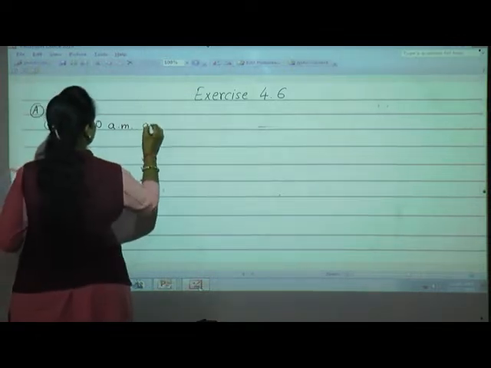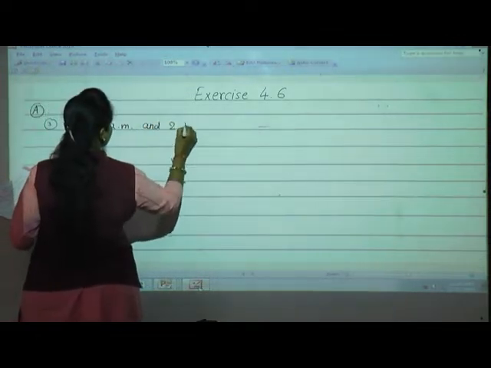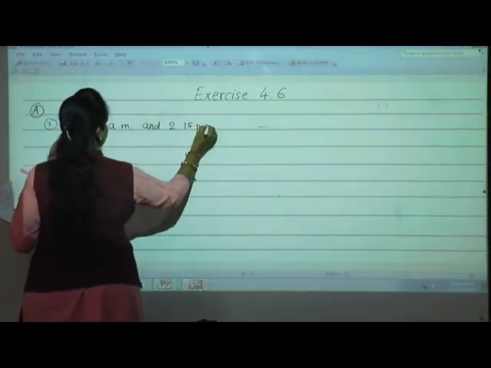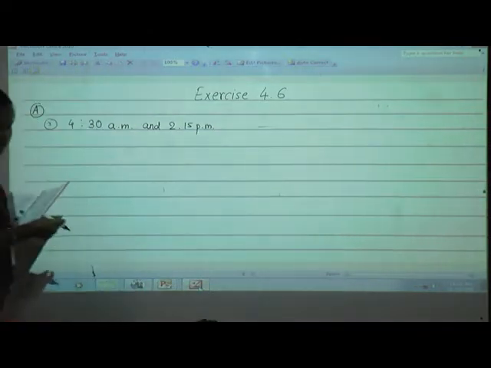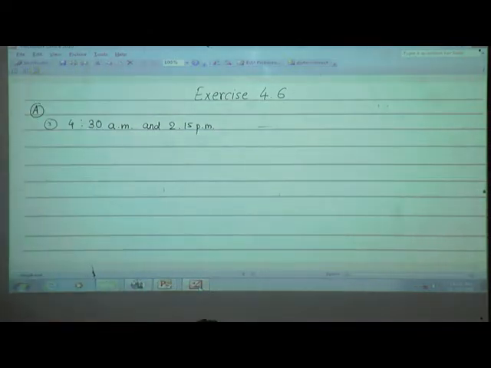And 2:15 PM. See, now in this question they had given one in AM and one in PM, isn't it? Now I'll solve this question in both ways. Okay, now we will see. First, for that we have seen method 1 and 2.